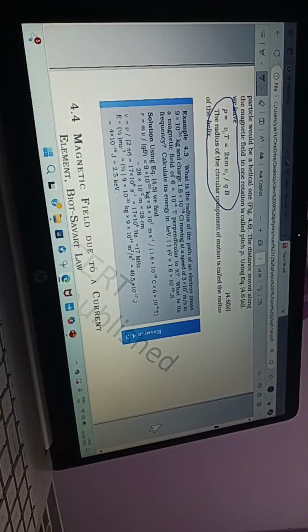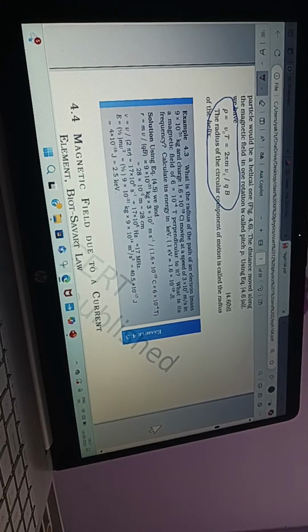So parallel means, may I derive and show it? You understood? I understood, sir. Okay, do the problem 4.3. Read the question.